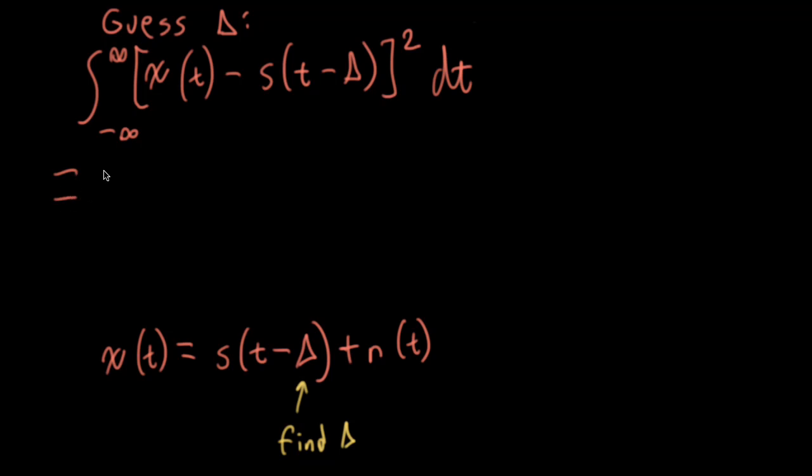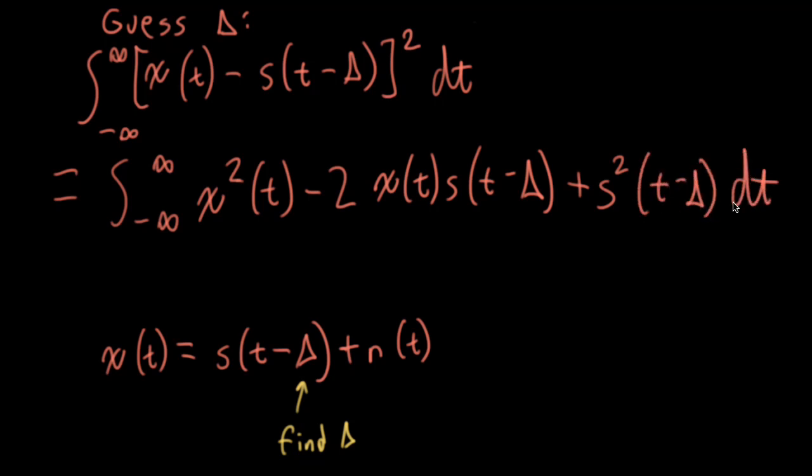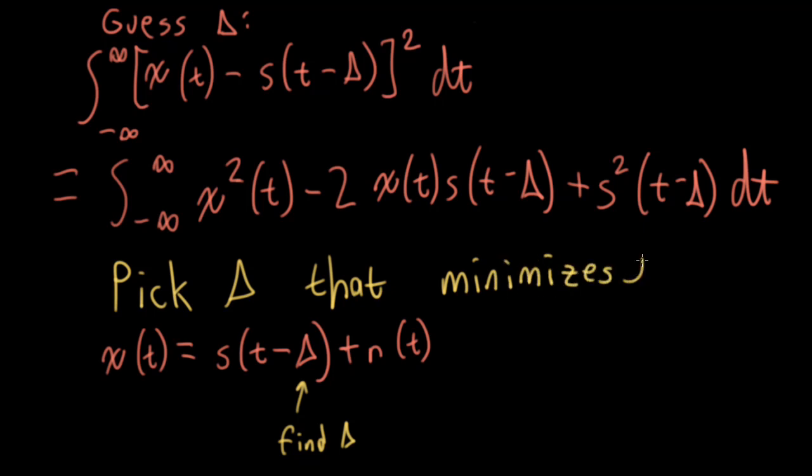Now that we have this, let's expand out this integral. I'll have x squared of t, minus 2 x of t s of t minus delta. And again, we don't really know what delta is. We'll have to basically compute this for a whole bunch of deltas, but something will come to our rescue that I'll show you later. And then the last term, I'll have s squared of t minus delta, all of this times dt. We're going to try a bunch of deltas and pick the delta that minimizes this squared error metric that we've defined here.